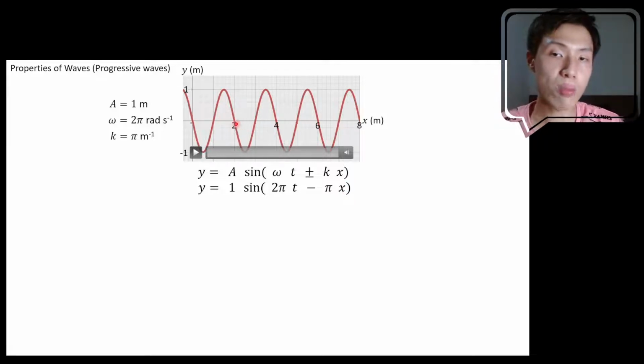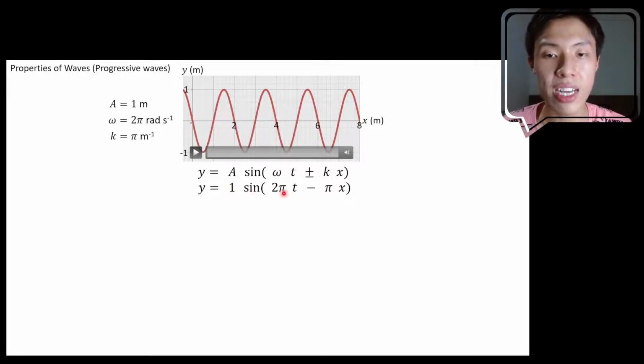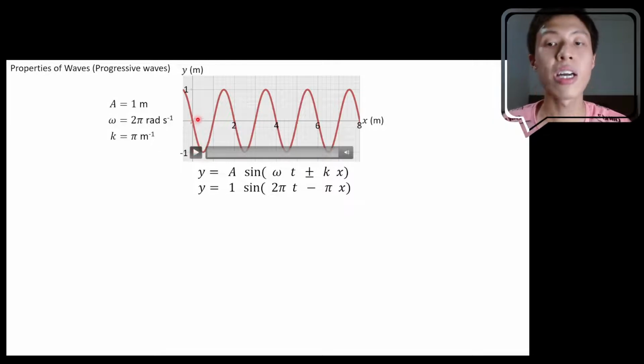But now the graph is moving to the right, and we checked that the particle at the origin is moving in a positive sine way. So therefore here it is positive 1 sine 2 pi t minus pi x. Again, this minus is because the graph is moving to the right. This plus here is because the particle at the origin will follow a positive sine fashion of moving when the wave is traveling to the right.